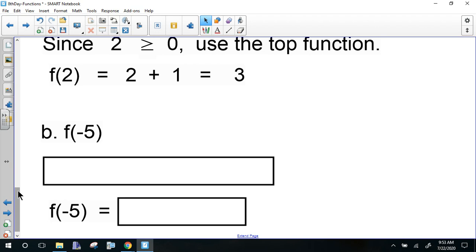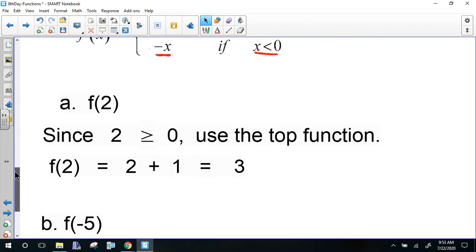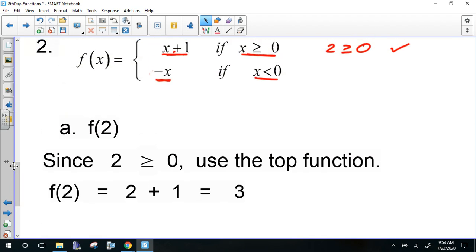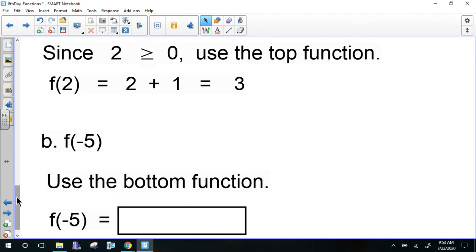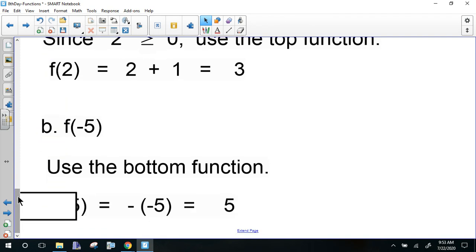Well, what if I plug in negative 5? Well, let's look at it. Negative 5 falls into the second one because negative 5 is less than 0. So if I plug in negative 5 to that equation, the negative of a negative 5, double negatives become a positive. My answer is 5. So remember, with piecewise functions, you have to look at the domain of the x values.